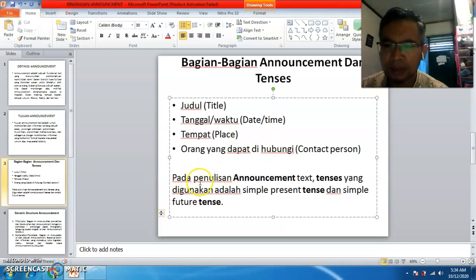Okay. Next, what tenses can be used by the writer to make the announcements? Here, there are two tenses that can be used by the writer to make the announcement text. The first is present tense or simple present, and the second is simple future.